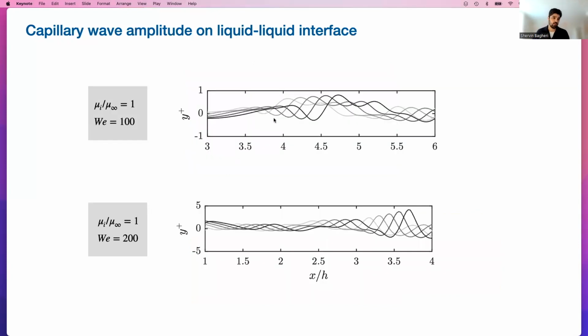So for Weber number 100, you have these waves. These are now different time instants, right? So you can see that it is a traveling wave. Similarly, at Weber number 200, you have these traveling waves. The difference is in their amplitudes, right? So if you look at the vertical axis, you can see that for Weber number of 200, these waves are 5 times larger than for Weber number 100.